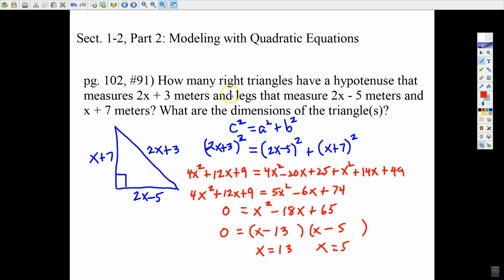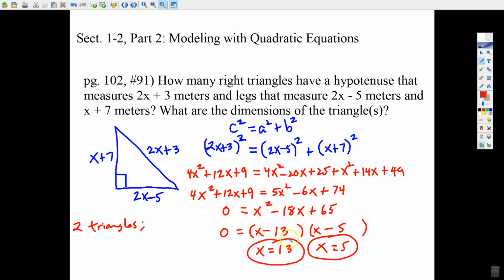So the answer to the first question, how many right triangles have a hypotenuse that measures the following, is going to be 2, because these represent the dimensions for two different triangles. Two triangles. So that will answer question number 1. Now, what are the dimensions of the triangles? Well, to find the dimensions, just take each of these one at a time and plug them in for x. Okay, I'll trust you to be able to do that to finish that off.